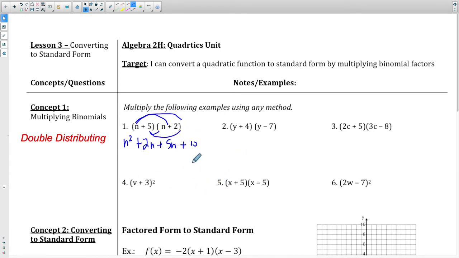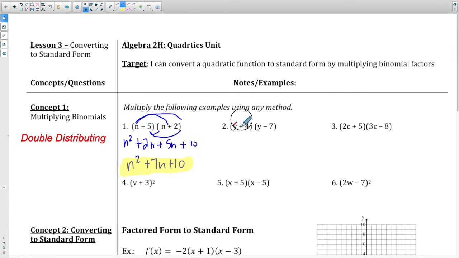Now remember that you can combine like terms. So I'm going to combine those like terms, and I'm going to get n squared plus 7n plus 10. And that's my final answer. All right, that was an easier problem because it had all positives in it.